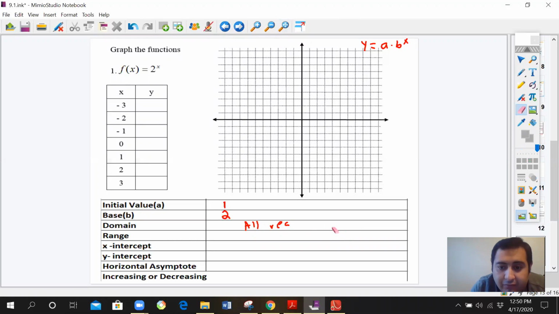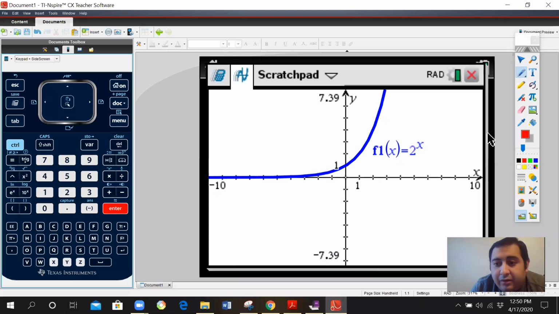This thing is not writing properly. I don't know why. All real numbers. All right, your range. Notice again, your asymptote is going at y equals 0, your horizontal asymptote.